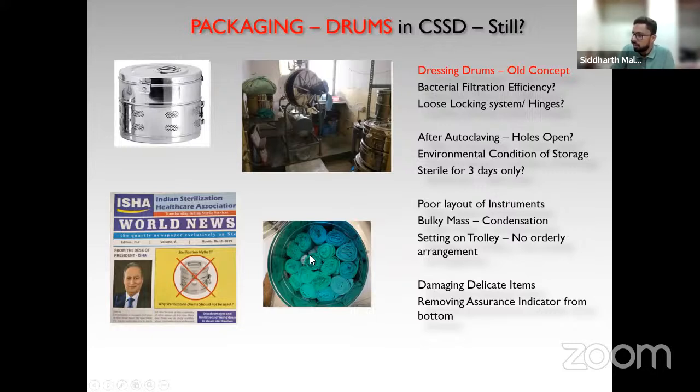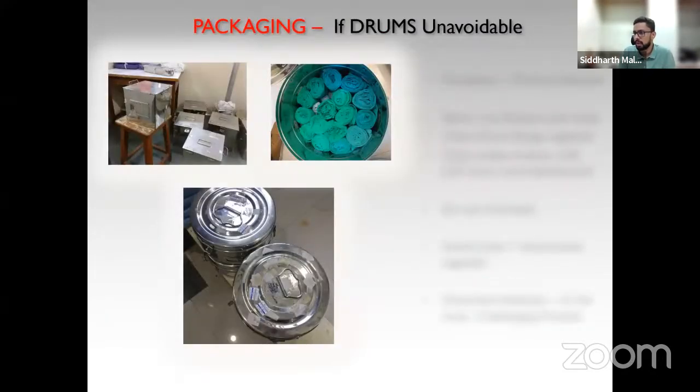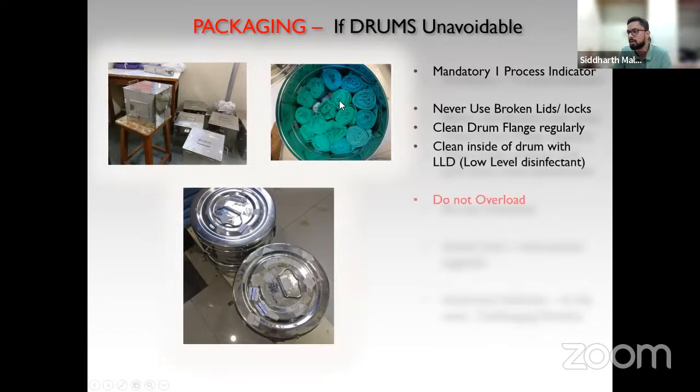Also, the drums are used in such a way that linen is placed together with instruments inside, which results in poor layout of instruments. So delicate instruments are getting damaged, your artery forceps are not working properly for some reason, some box joints are improper. It could be because most of the instruments have been placed inside the drum at not the correct location or not properly, because of which these problems have started happening. Right? Okay. So now if you still decide to go and use the drums, you have to ensure that the documentation is proper. You also have to ensure that the linen you're placing has not been stuffed inside.